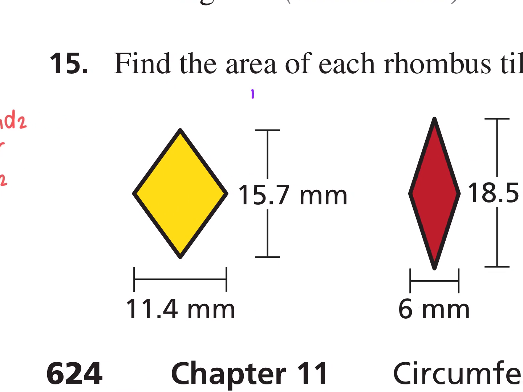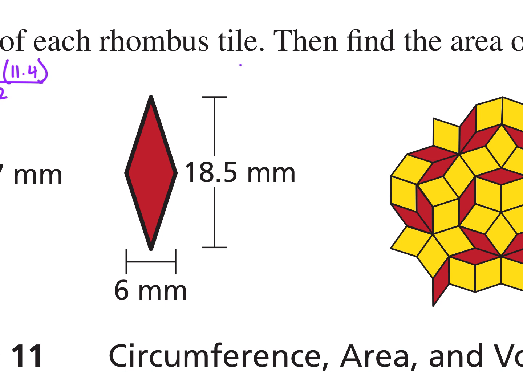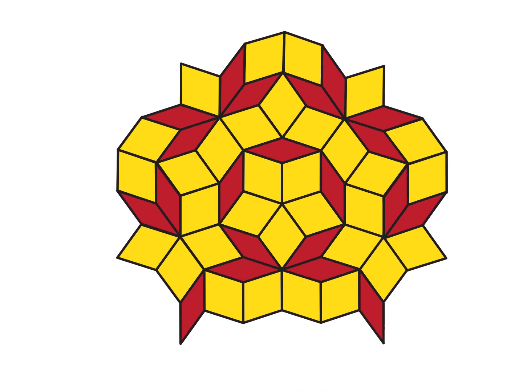I'm going to go ahead and take 15.7 times 11.4 divided by 2. If I divide it correctly and multiply it, I'm going to get 89.49. And looking at my red one, I'm going to have 18.5 times 6 divided by 2, and that's going to give me 55.5. Now, I'm going to go ahead and count how many reds and how many yellows.